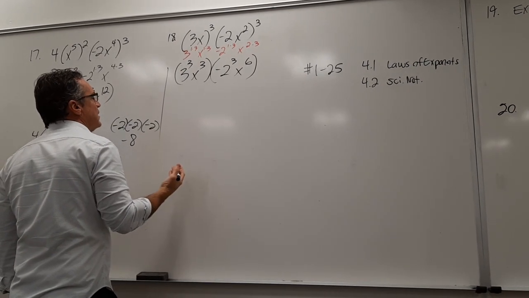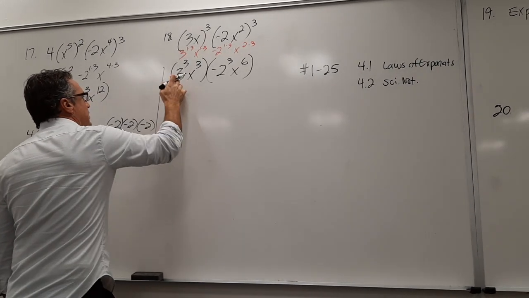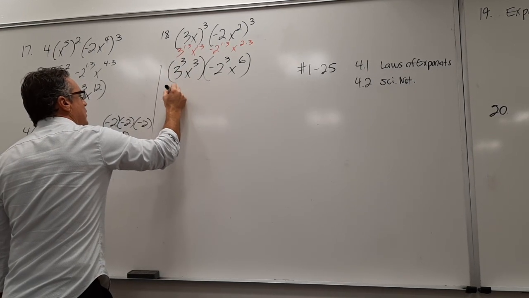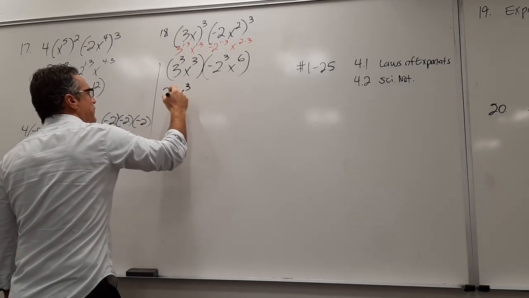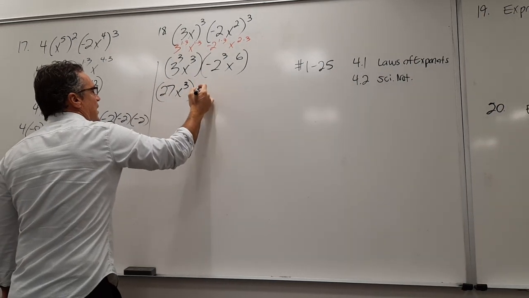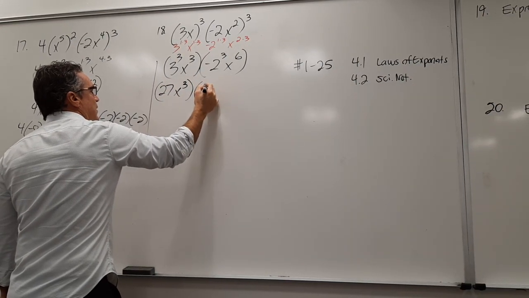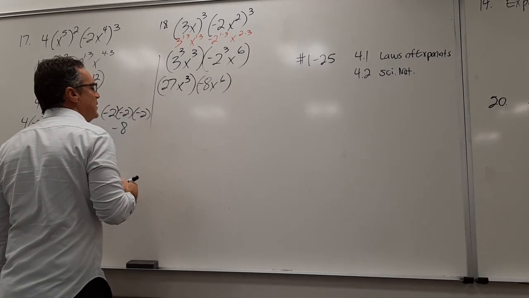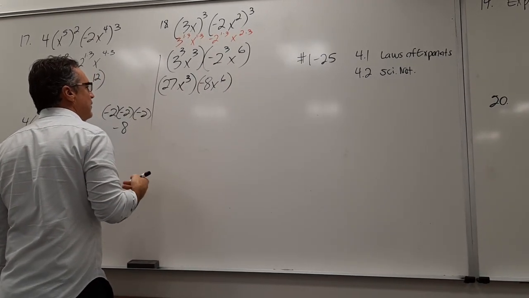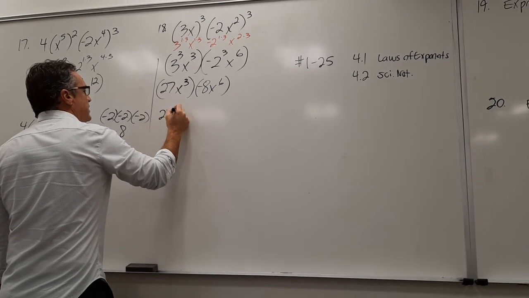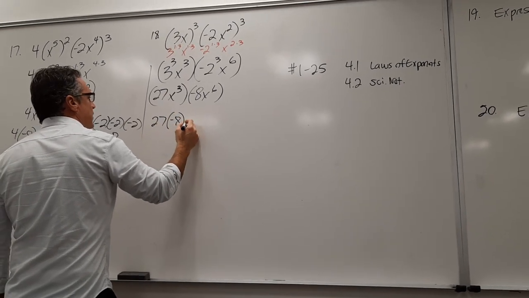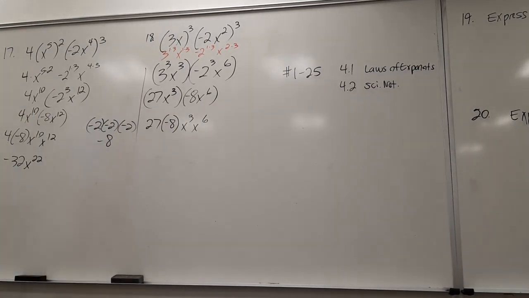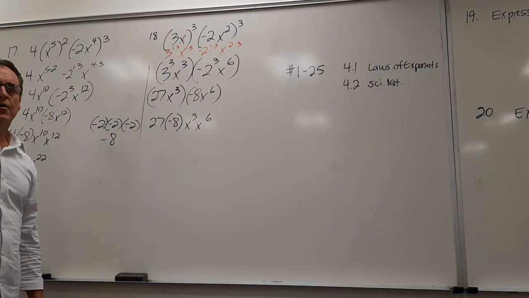In this instance, I have different numerical bases. 3 to the third, 3 times 3 is 9 times 3 is 27 x to the third. This is going to be negative 8 x to the 6th, because negative 2 to the third is negative 2 times negative 2 times negative 2, which is negative 8. So I'll end up with 27 times negative 8 x to the third, x to the 6th when I combine these, okay? Did they go ahead and multiply that big number out on that one?